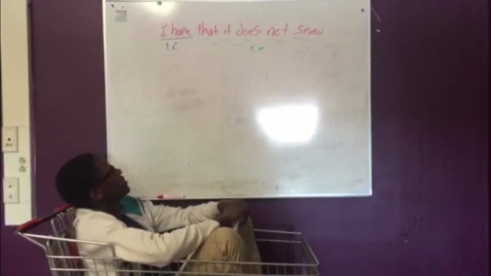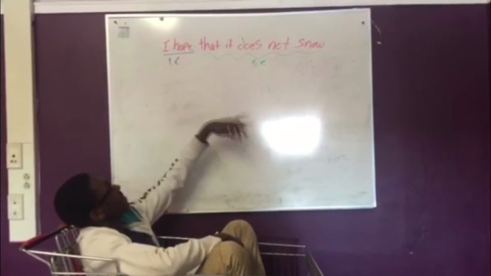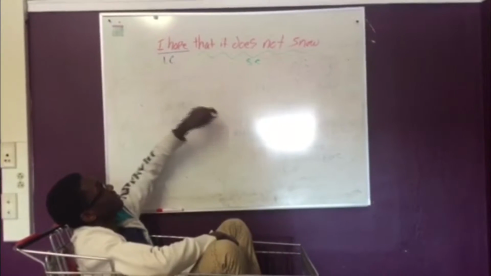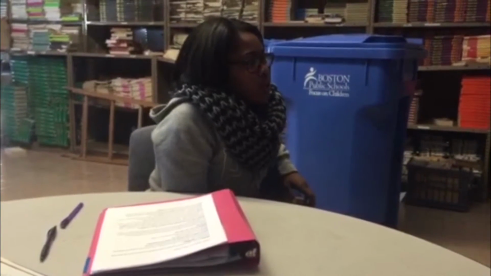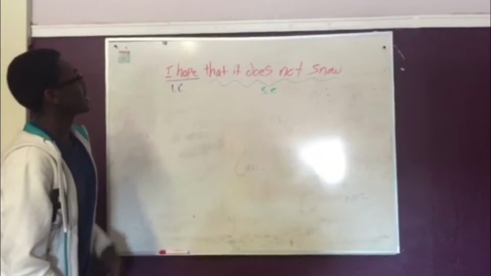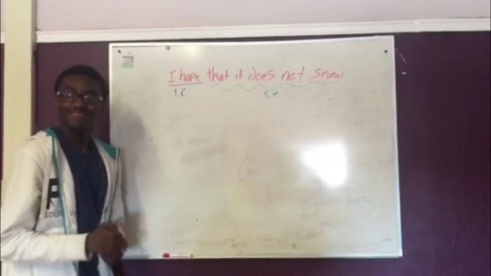Oh, I think I get it now, but can you give me an example? Of course. I hope that it doesn't snow is a sentence, and I hope is an independent clause, and that it does not snow is a subordinate clause. How can I hope be the independent clause if it's only 2 words? Yes, because it has a subject and a verb, and it expresses a complete thought.